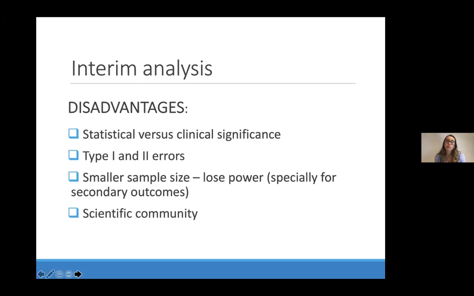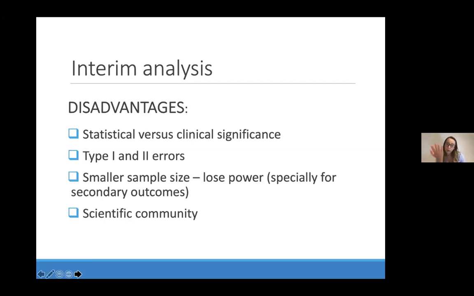Some disadvantages, as we discussed already too. We have statistical versus clinical significance. Of course, we do want to know if the drug works and put it on the market as fast as possible, as we are seeing now with the COVID vaccine and some COVID testing that we discussed yesterday in the lecture. We also can have increased chances of type 1 and type 2 errors, because you did not have your full sample size yet, and you can have false positive rates too because of that.